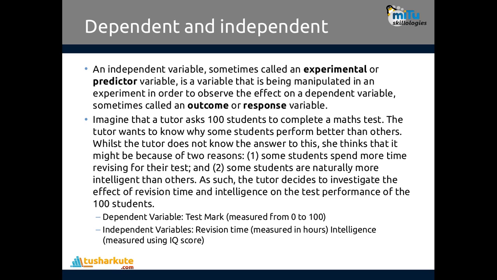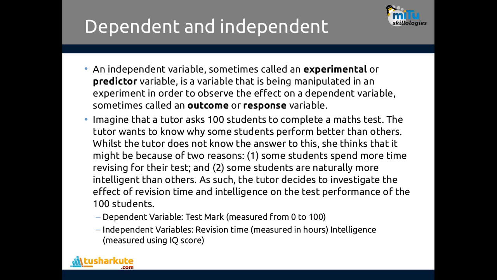So for our case, the dependent variable, that is the output variable, is the test marks, whose value lies from 0 to 100, and the independent variables are the revision time measured in hours, and the intelligence score, which is the IQ score of the particular student. So dependent and independent variables are the two kinds of variables a particular data set will have. Recognizing these variables is one of the most important points in our case.